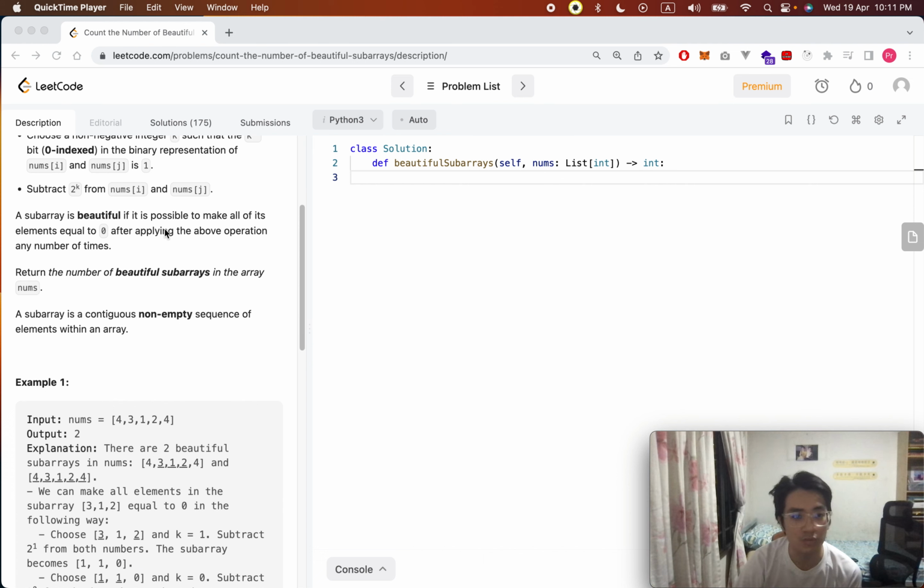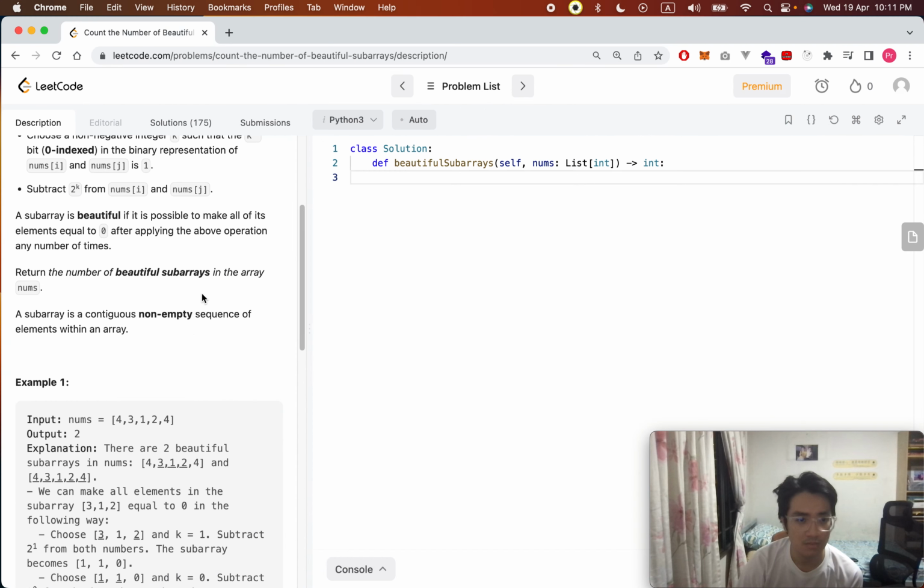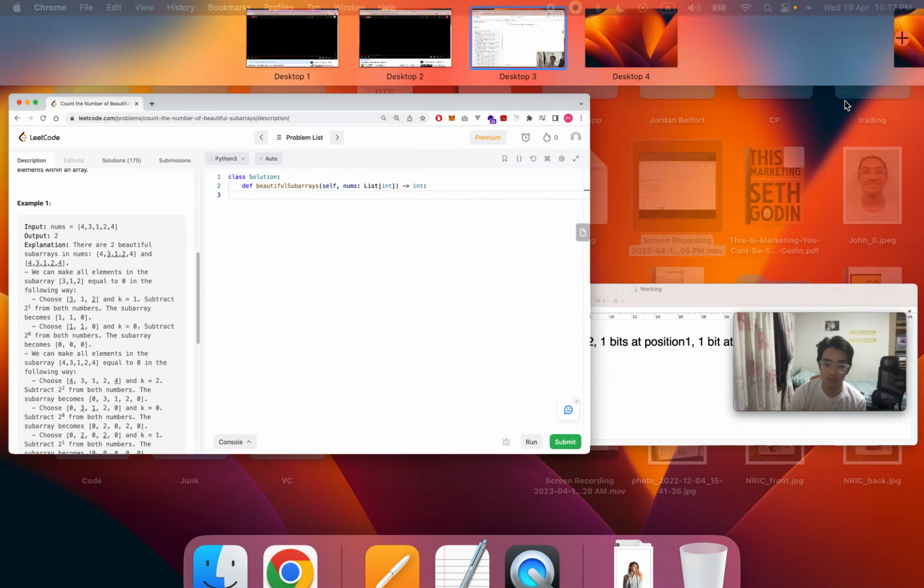So a subarray is beautiful if it is possible to make all of its elements equal to 0 after applying the above operation any number of times. Return the number of beautiful subarrays in the array nums. So let's go to an example.